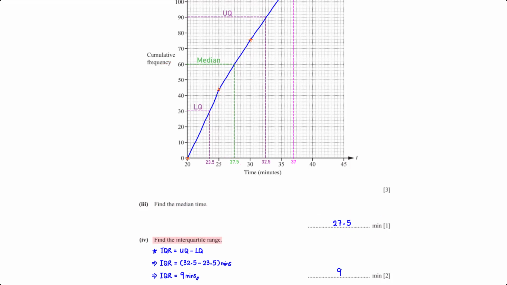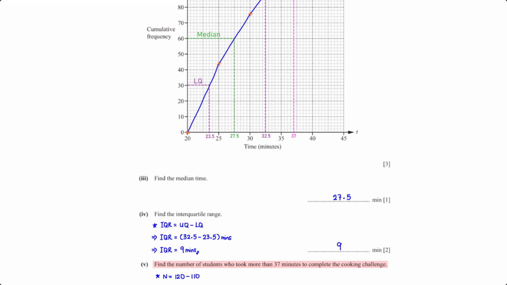Find the interquartile range. The interquartile range is equal to the upper quartile minus the lower quartile. To get the upper quartile, we map 3/4 of 120, which is 90, on the diagram. This gives us 32.5 minutes. To get the lower quartile, we map 1/4 of 120, which is 30, on the diagram. This gives us 23.5 minutes. 32.5 minus 23.5 is equal to 9.